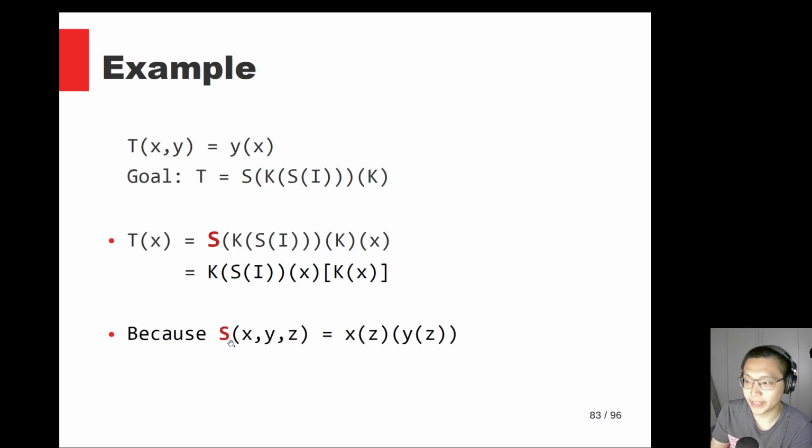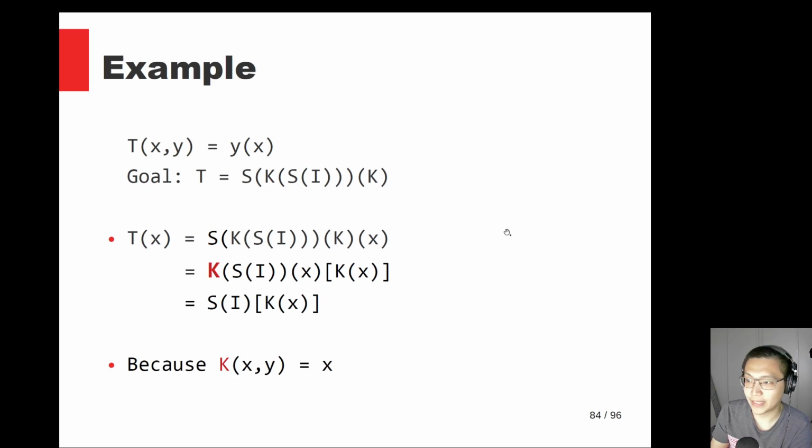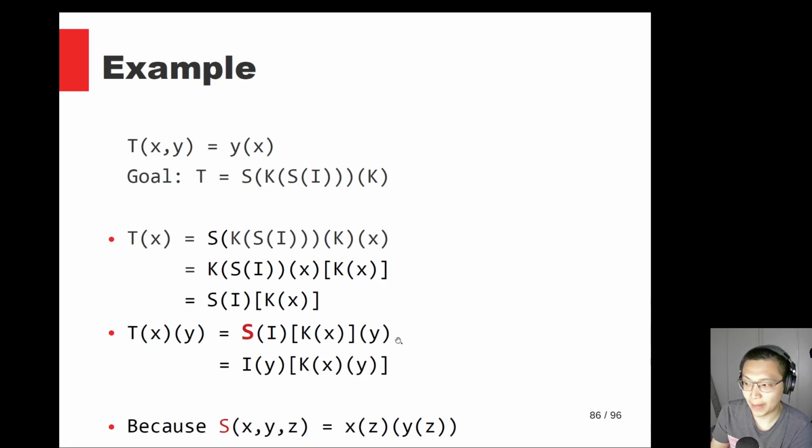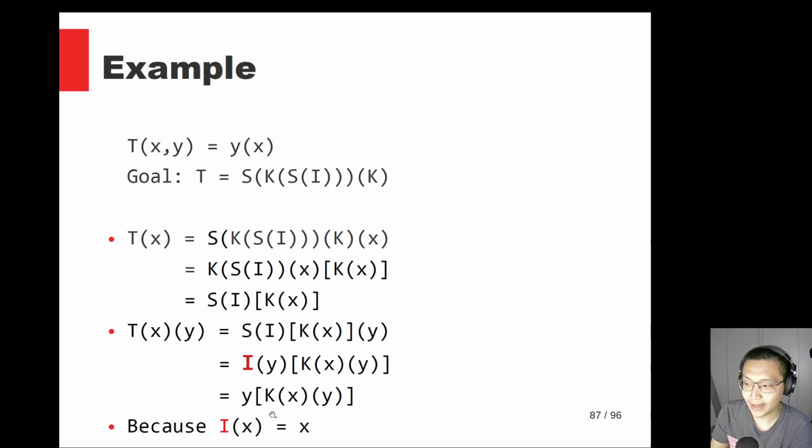Because of the property of S, I'm allowed to do something like this, because of the definition of S. The next step is because of the definition of K, I'm allowed to do this. And then afterwards, I throw in the second input y. Then because of the definition of S, I'm allowed to do this. And because of the definition of I, I can do this.